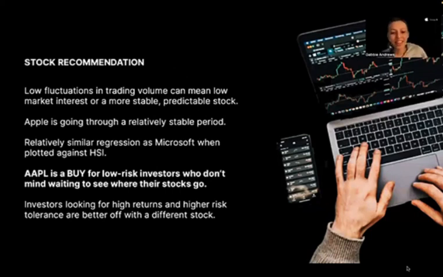And with that brings us to our stock recommendation for Apple. So Apple's low fluctuations in trading volume, as said earlier, are indicative of low market interest in Apple, or that Apple stock is stable and predictable. This, alongside the lower comparative returns and comparative volatility as shown by previous analyses, are evidence that Apple is going through a relatively stable period. It also has relatively similar regression as Microsoft when plotted against HSI.